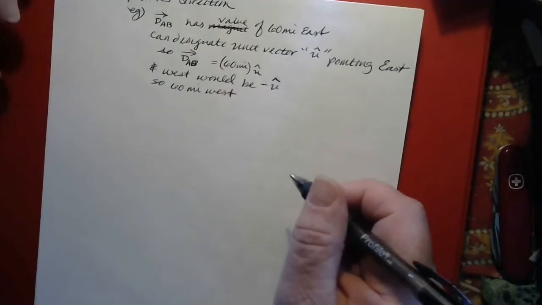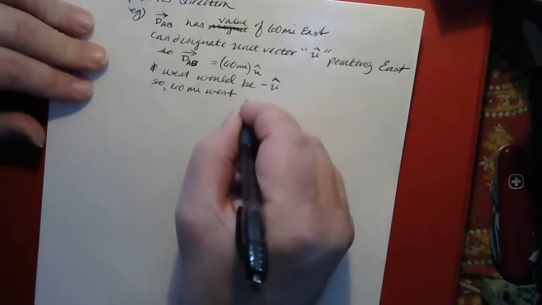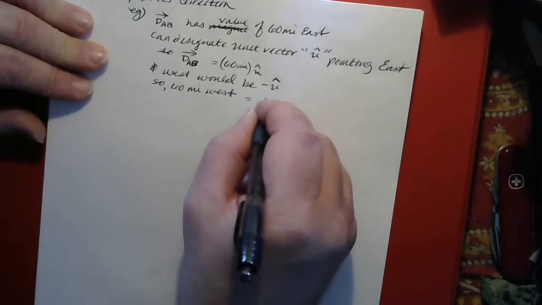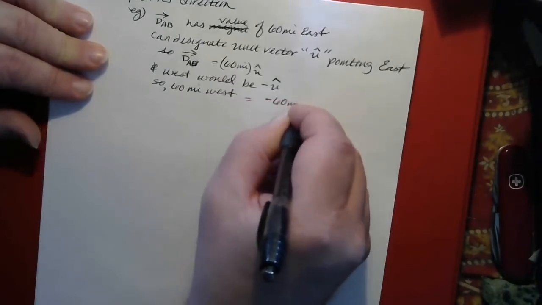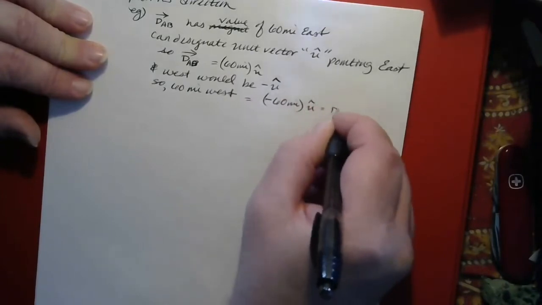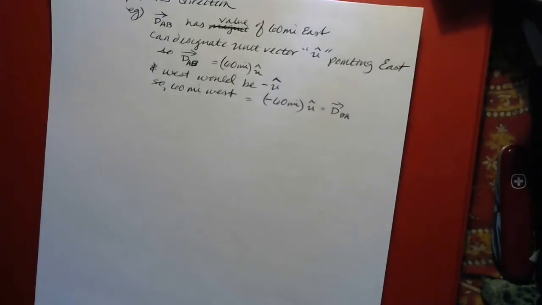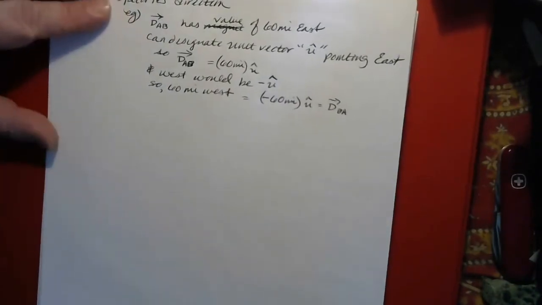So if you make the return trip from Rochester to Buffalo, traveling 60 miles west, that would be equivalent to negative 60 miles times the unit vector. So that would be, for the return trip.